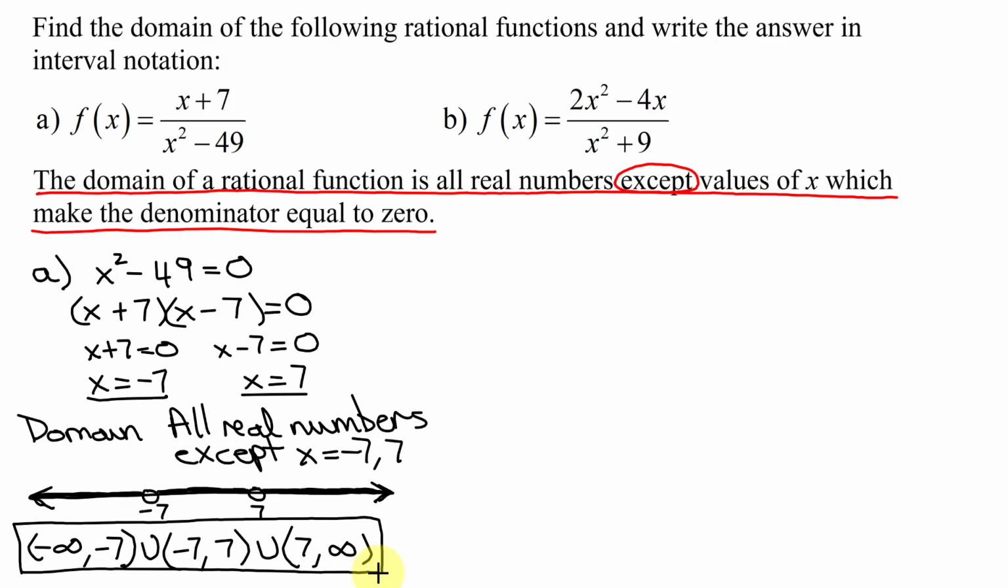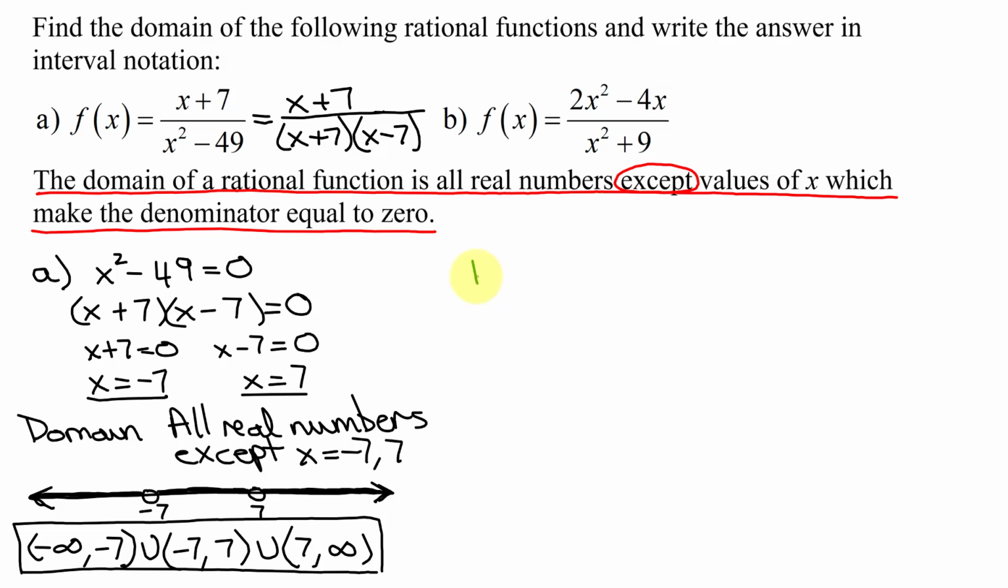One last thing I want to point out with this example is that if I write my factored form up here, I'm going to have x plus 7 divided by x plus 7 times x minus 7. Now in this example, the x plus 7s will reduce, but that will not affect the domain. You always have to find the domain using the denominator before you simplify the rational expression.